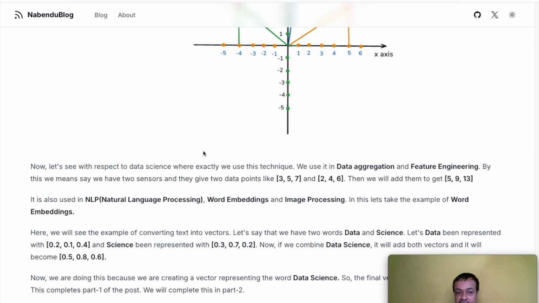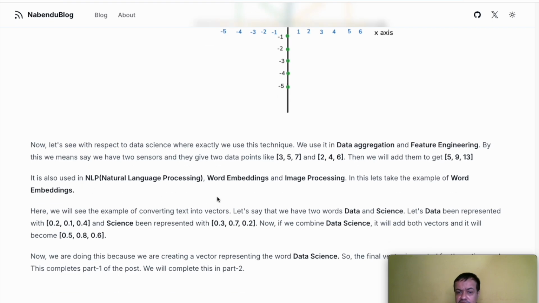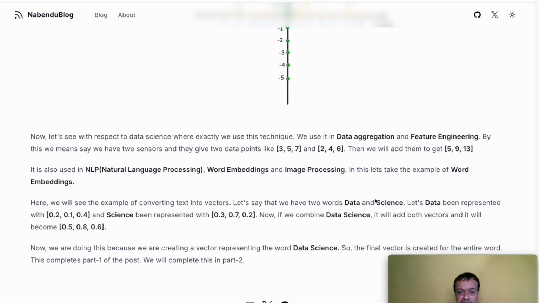Now let us see with respect to data science where exactly we use this technique. We use it in data aggregation and feature engineering. By this we mean, say we have two sensors and they give two data points like this and this, then we will add them to get 5, 9, and 13. It is also used in NLP, natural language processing, word embedding, and image processing. Let us see it in word embeddings. Here we'll see an example of converting text into vectors.